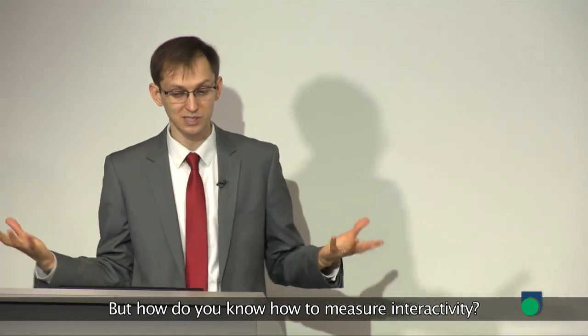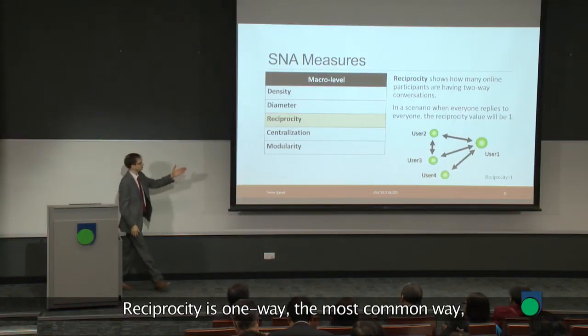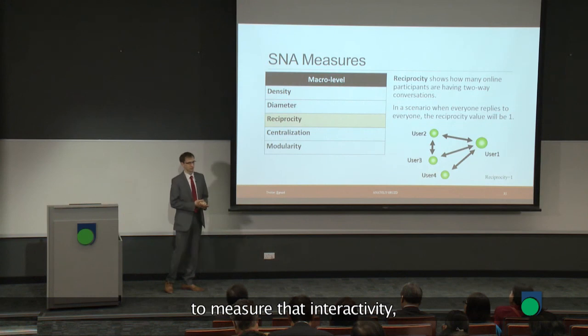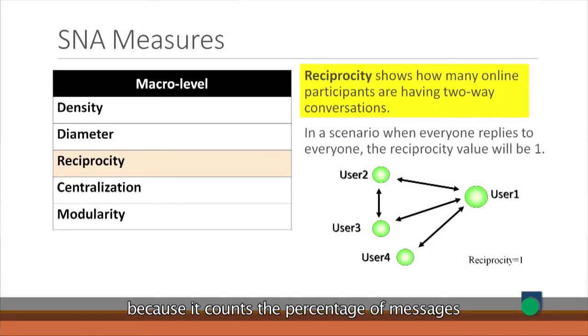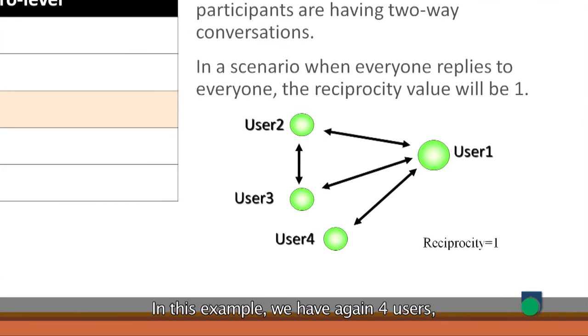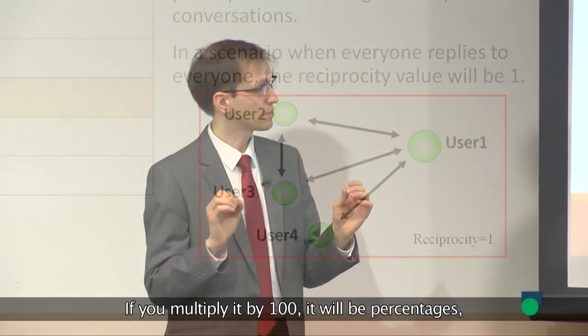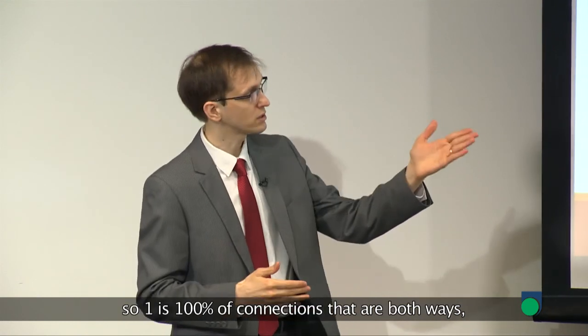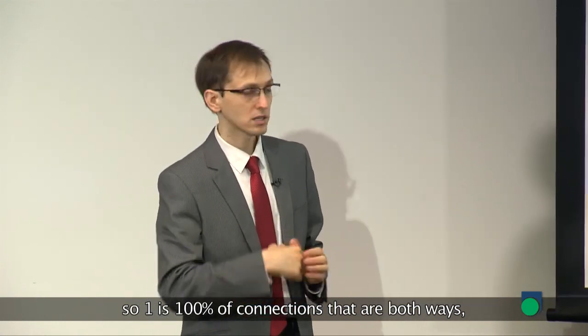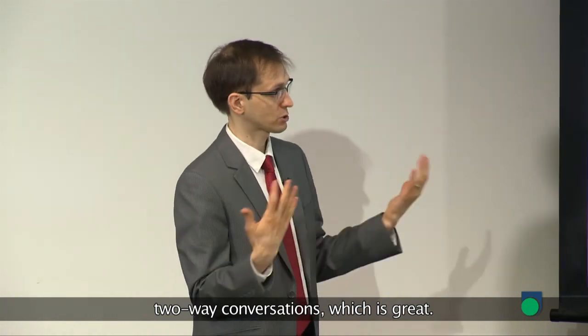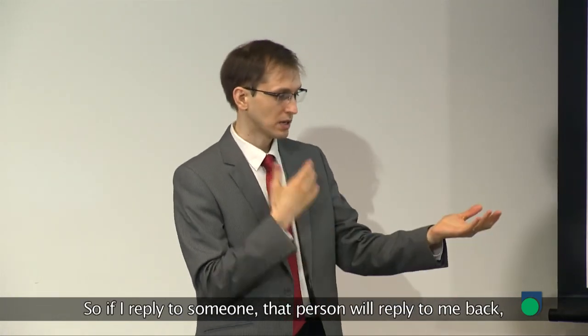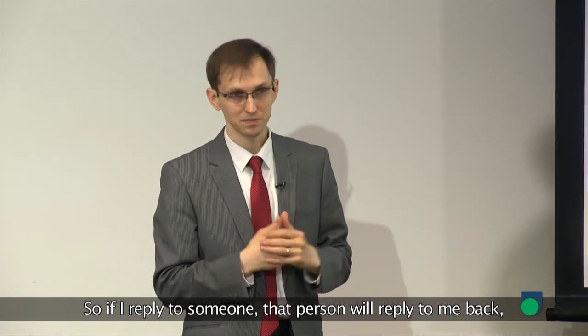But how do you even know how to measure interactivity? Reciprocity is the most common way to measure that interactivity, because it counts the percentage of messages that go both ways, two-way conversations. So in this example, we have, again, 4 users, and reciprocity is equal to 1. This measure ranges from 0 to 1. If you multiply it by 100, it will be percentages, right? So 1 is 100% of connections that are both ways, two-way conversations, which is great, right? If I reply to someone, that person will reply back to me.